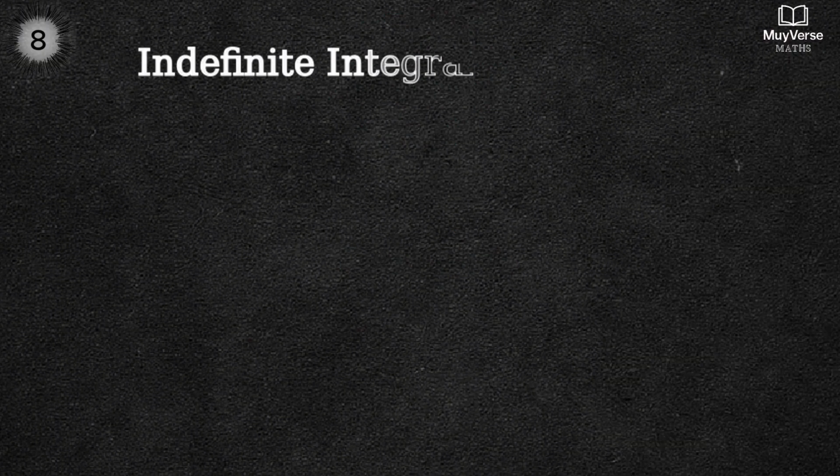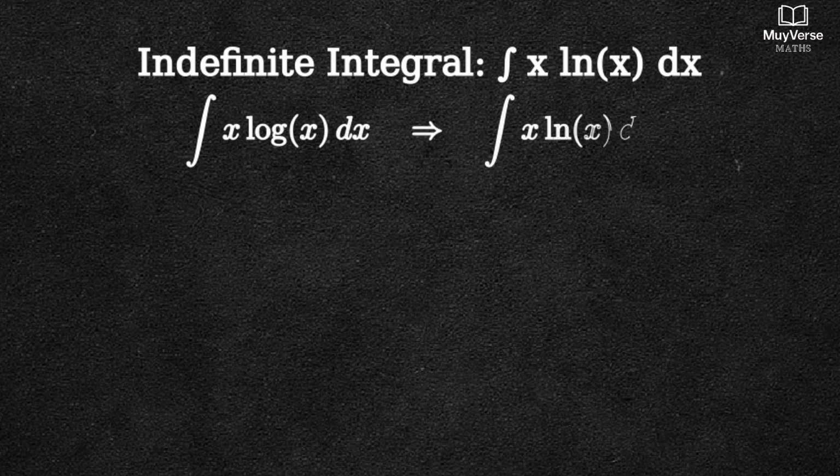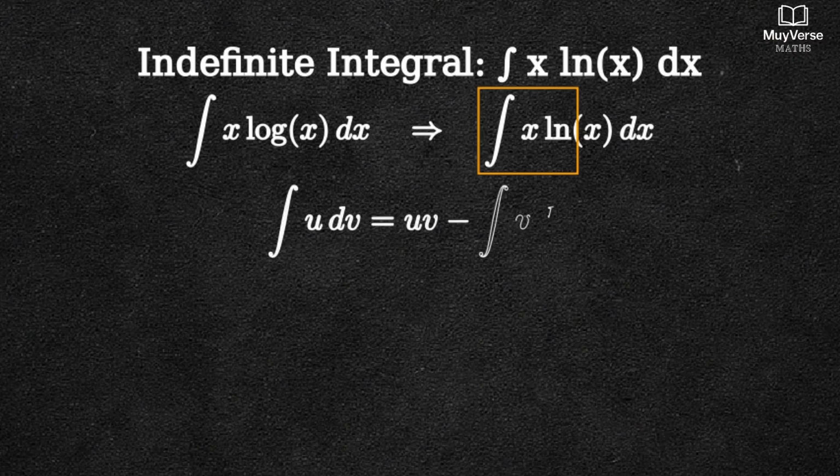In this quick lesson, we'll solve an indefinite integral step by step, with crystal clear reasoning and visuals. Our problem is the integral of x times log x dx. We'll assume log means natural log, which is ln, a common convention in calculus. We'll use integration by parts. The formula says the integral of u dv equals uv minus the integral of v du.